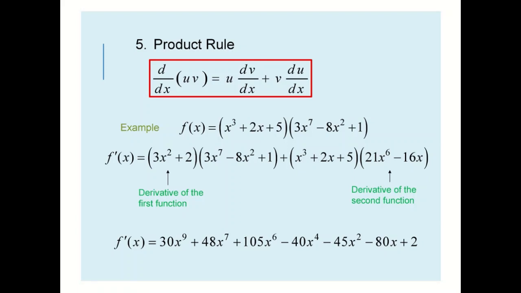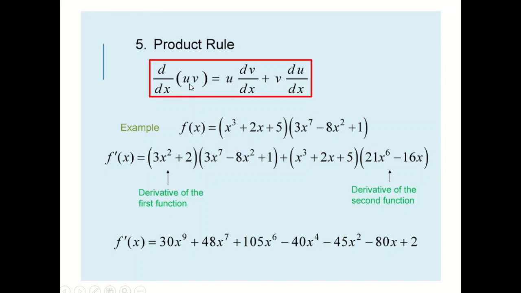In the previous lecture, we have learned four basic differentiation rules. So we are going to continue with the fifth rule, the product rule. The product rule is used for the differentiation of the multiplication of two functions.